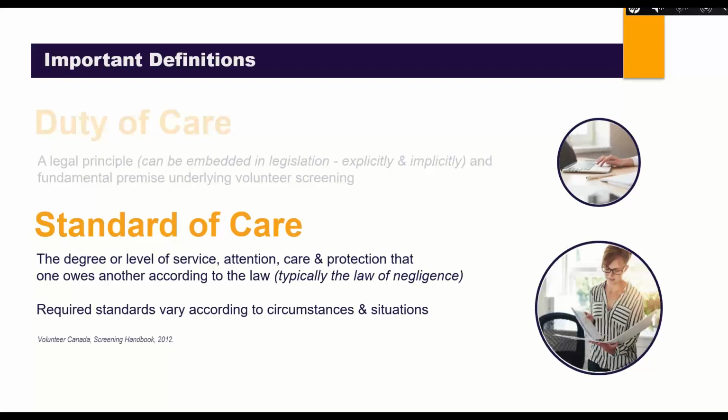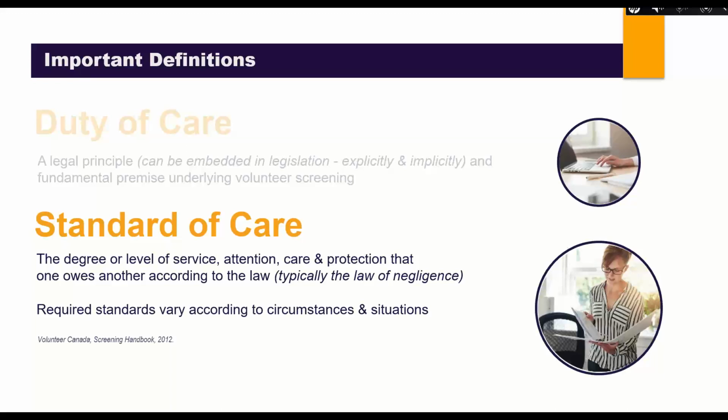Standard of care is another definition we want to go over. So standard of care is the degree or level of service, attention, care, and protection that one owes another according to the law. So you might also hear standard of care referred to as reasonable care. Reasonable care has a lot to do with negligence, sort of the opposite. Courts in the past have determined negligence by judging whether a person engages in an act or omission that they could reasonably know would cause harm to others.